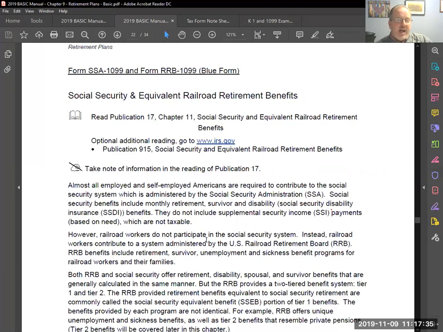An SSA 1099 has pink boxes. An RRB 1099 is a blue form, which means everything on it is blue. So SSA 1099 pink, RRB 1099 blue. Those two are always treated the same. A way I want you to remember that is pink and blue, boys and girls together. Pink for girls, blue for boys. That's the way we're going to keep those together.